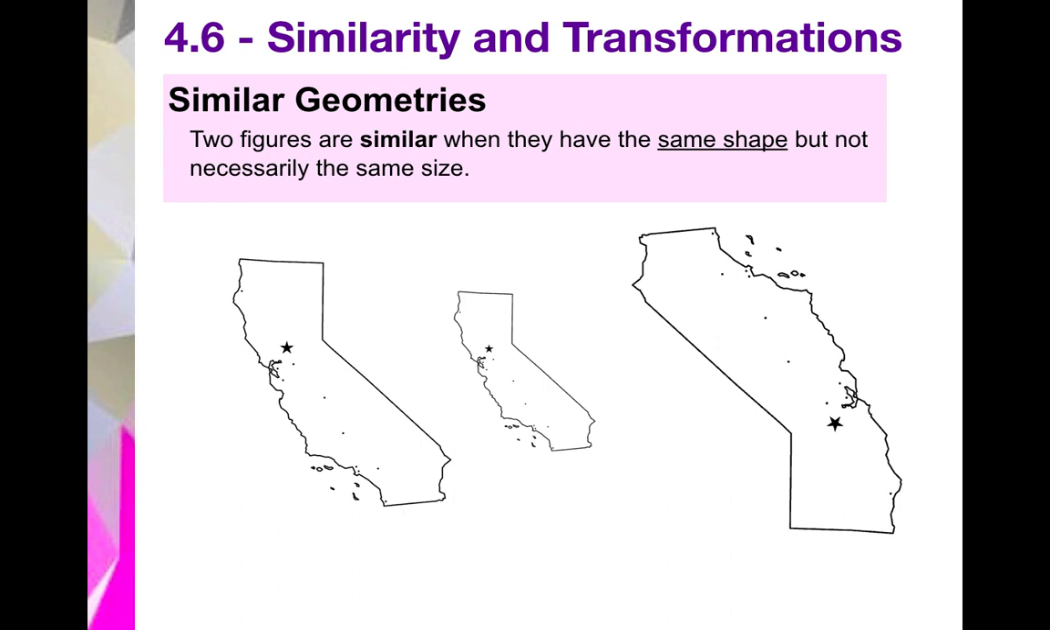Similar geometries are two figures that have the same shape but not necessarily the same size. So these all have the same shape.